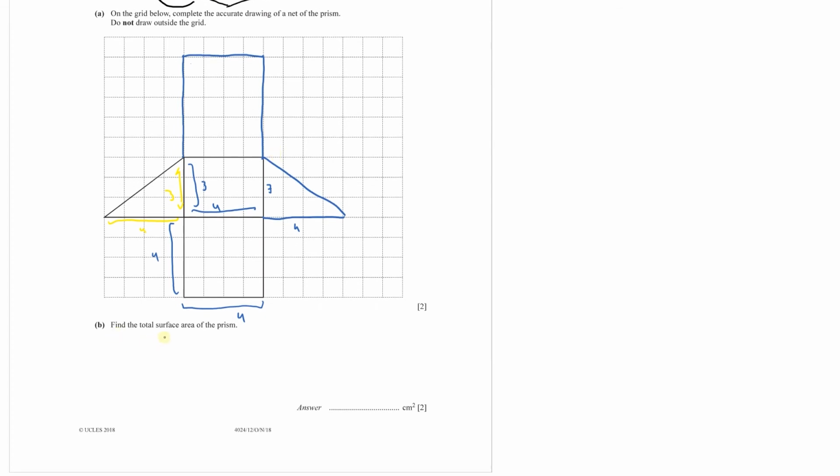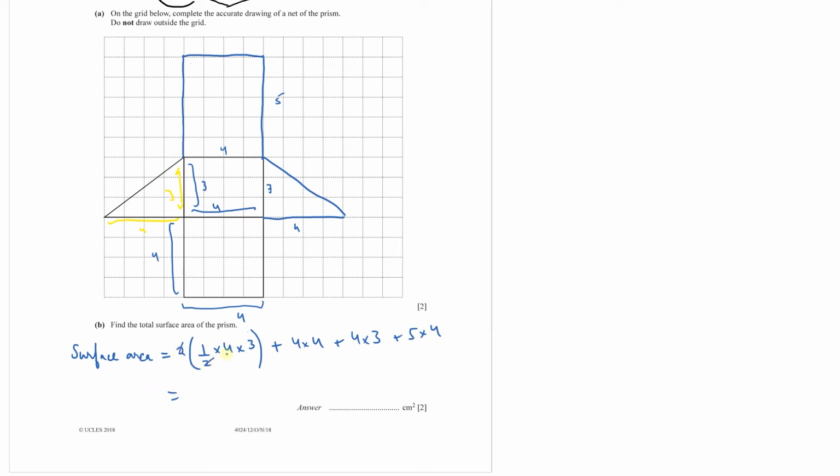Part B is find the total surface area of the prism. So surface area would be, these two triangles are identical, so the area of this triangle is 1 by 2 into base into height, so 1 by 2 into 4 into 3, and there are two such triangles, so I will multiply it by 2 plus the area of this rectangle plus this rectangle plus this rectangle, which is 5 by 4. So area of this is 4 into 4 plus area of this is 4 times 3 plus area of this is 5 times 4.